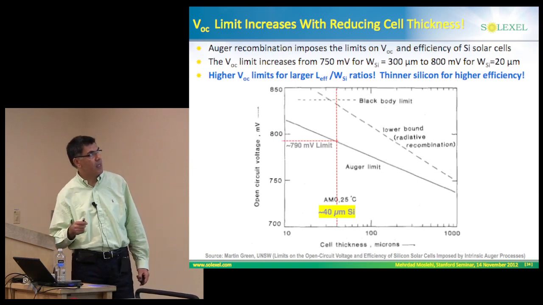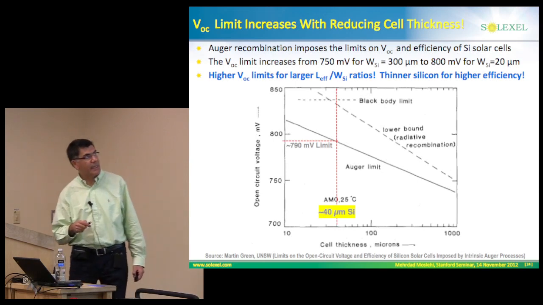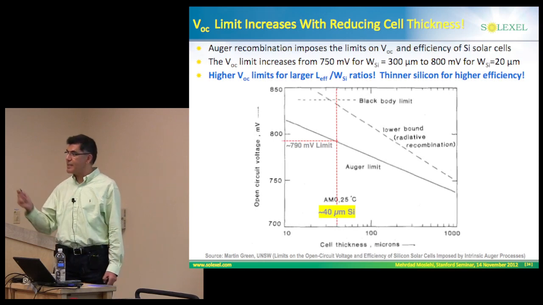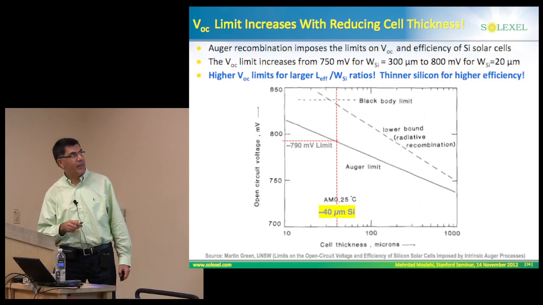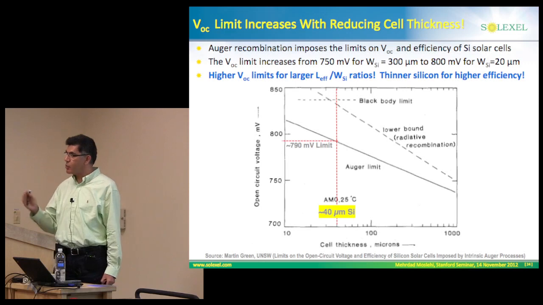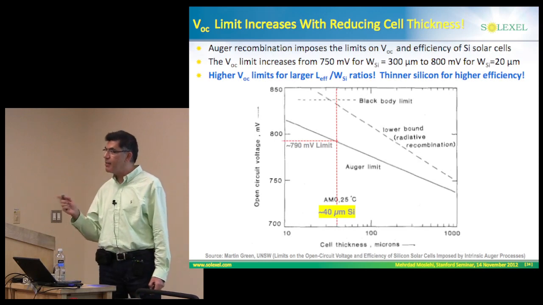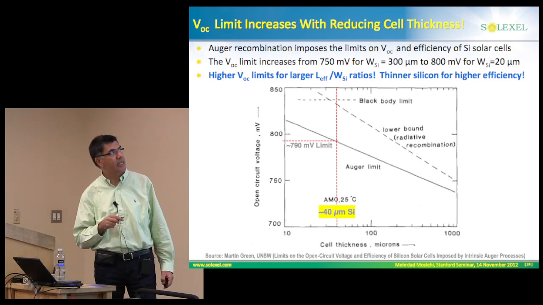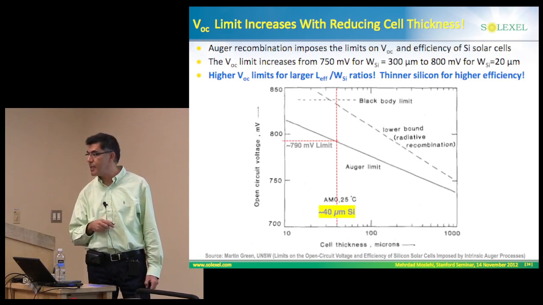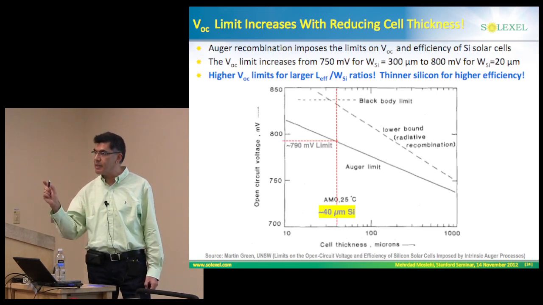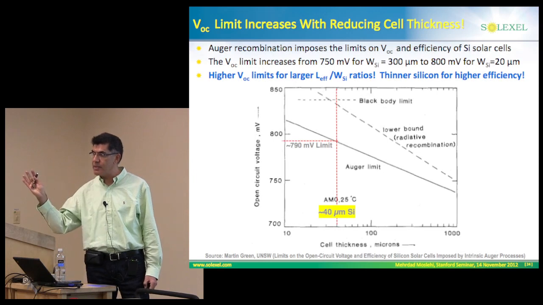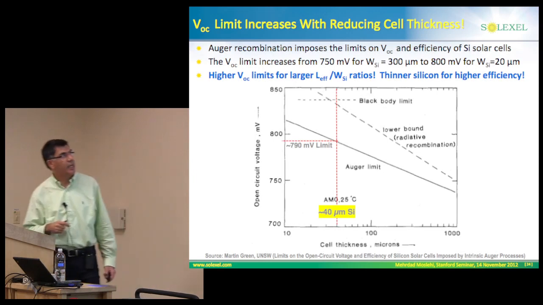Now, another way to look at this is that for a given material quality, in terms of effective lifetime or effective minority carrier diffusion length, thinner silicon actually gives you a higher multiple in terms of L effective over silicon thickness. That higher multiple is very important to achieve both high VOC and high JSC.